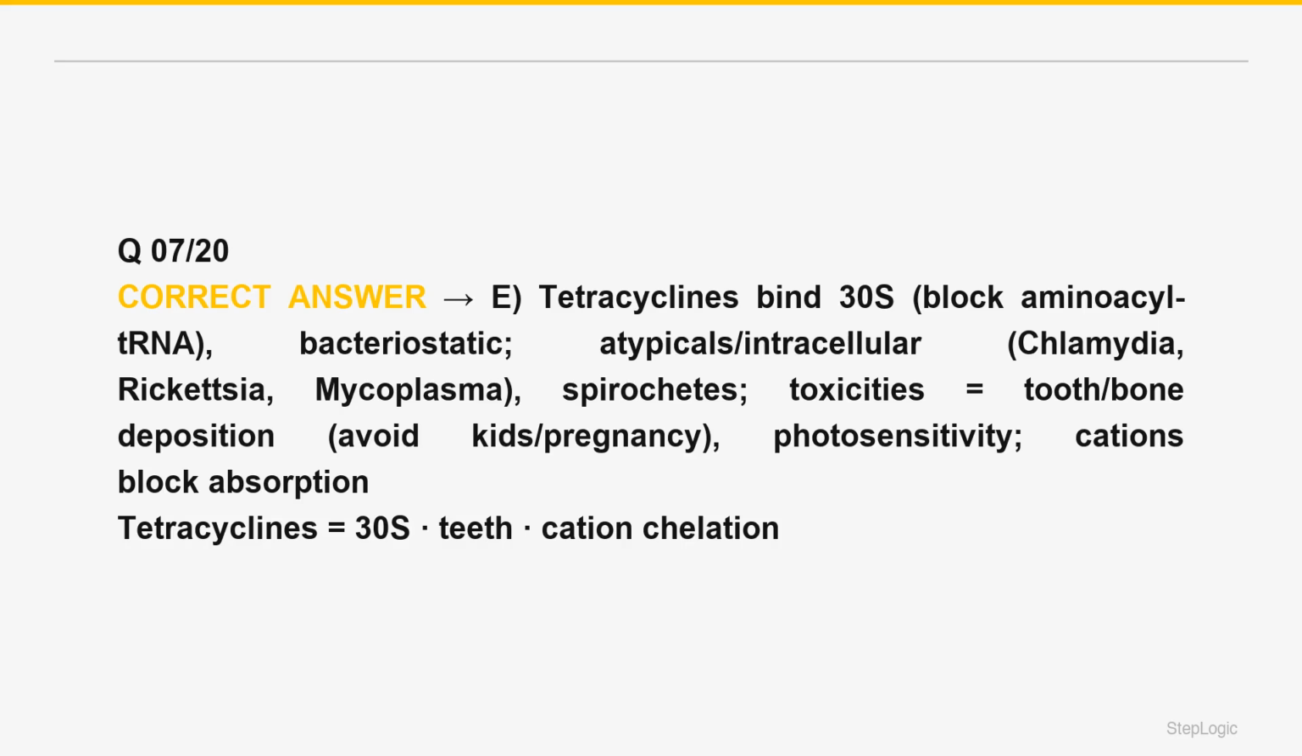The toxicities are high yield. Tetracyclines deposit in calcifying tissues, causing permanent tooth discoloration and inhibition of bone growth. So they are avoided in children under 8 and in pregnancy, where they are also hepatotoxic. They cause photosensitivity, sunburn, and rarely pseudotumor cerebri or vestibular effects with minocycline. A practical pharmacokinetic point: their absorption is impaired by divalent and trivalent cations. So milk and dairy, antacids, calcium, iron, and magnesium chelate them and reduce absorption, so take them separately. Doxycycline is cleared fecally, making it useful in renal failure. The 30S binding, atypical coverage, tooth and bone toxicity, photosensitivity, and cation chelation statement is correct.